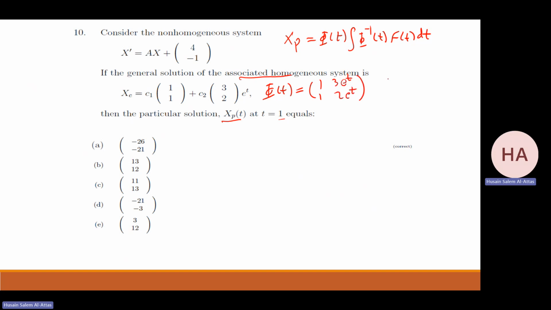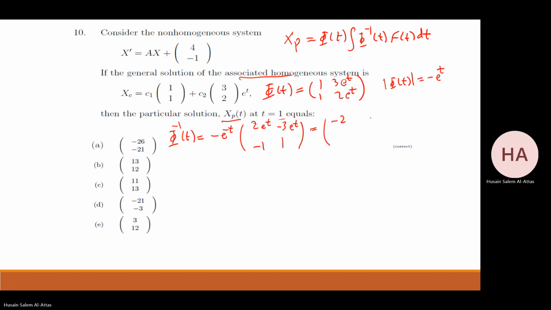I need to find phi inverse. First, find the determinant of that. That will be 2 minus 3, minus e to the power t. So phi inverse of t will be minus e to the minus t times what? This is 2e^t, and this is 1, minus 3e^t, minus 1. You know how to find the inverse. Okay, that will be minus 2, 3, e to the minus t, minus e to the minus t. Be careful with the calculation.